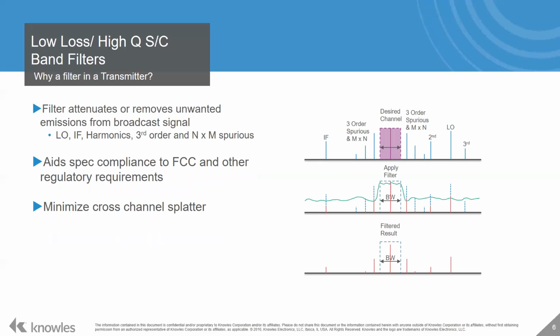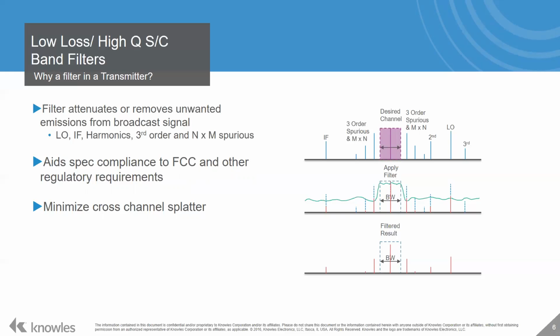Why a filter in a transmitter? Again, filters attenuate or remove unwanted emissions from a broadcast signal. They can remove the LO, the IF signals, harmonics, second, third, etc. They can eliminate the third order spurious responses, which typically are the ones that are closest to the passband, just by the way signals add up, and also many N by M spurious responses that occur from the mixing of the LO and the IF or RF products.